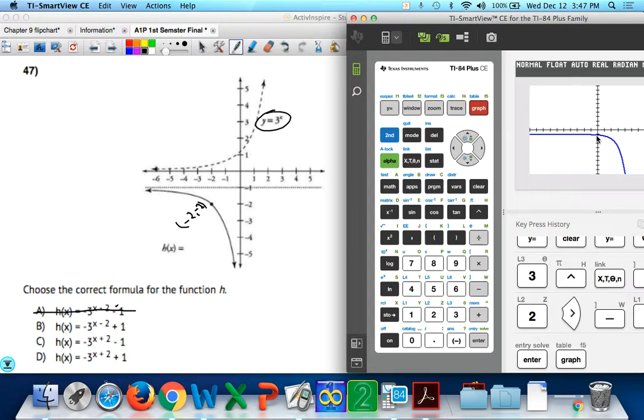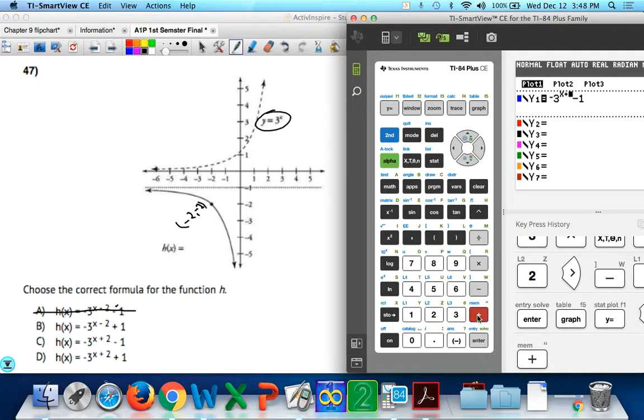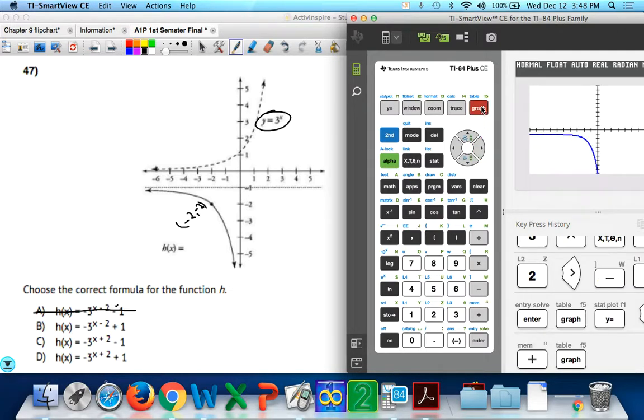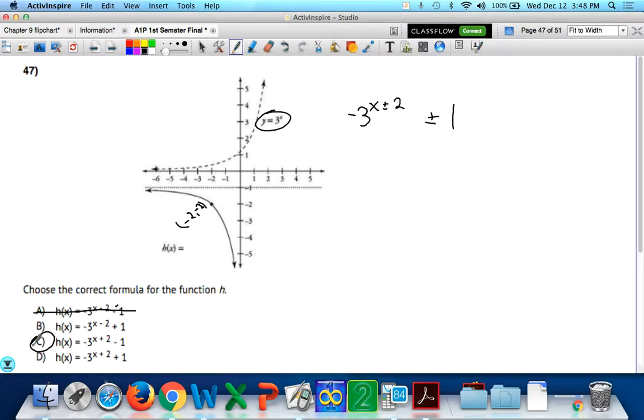So I'm going to try the other one that had a downshift of 1. I'm not going to retype it all in. I can see the only thing that changed is the plus sign right there. Then I'm going to graph this. Now this looks like our graph over here. This looks like the graph on the question. Let's double check that it has the point -2, -2 by looking in the table. And we can see that indeed we have the point -2, -2. Therefore, this would be our answer.